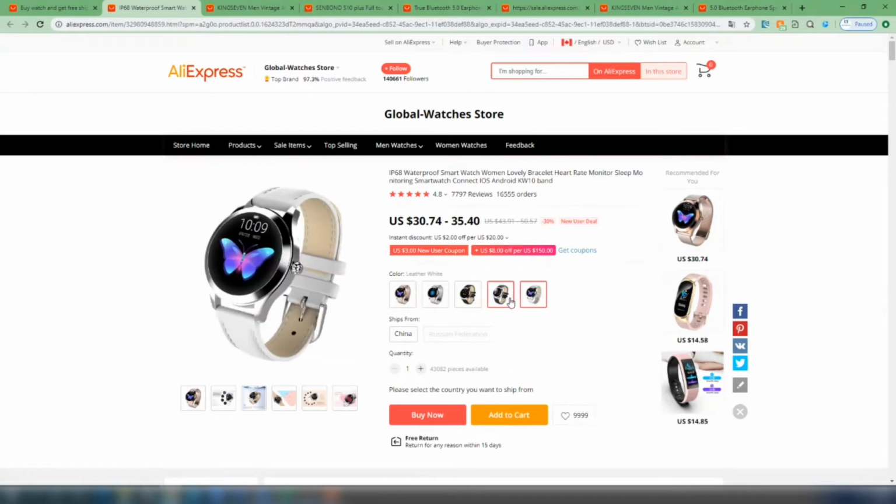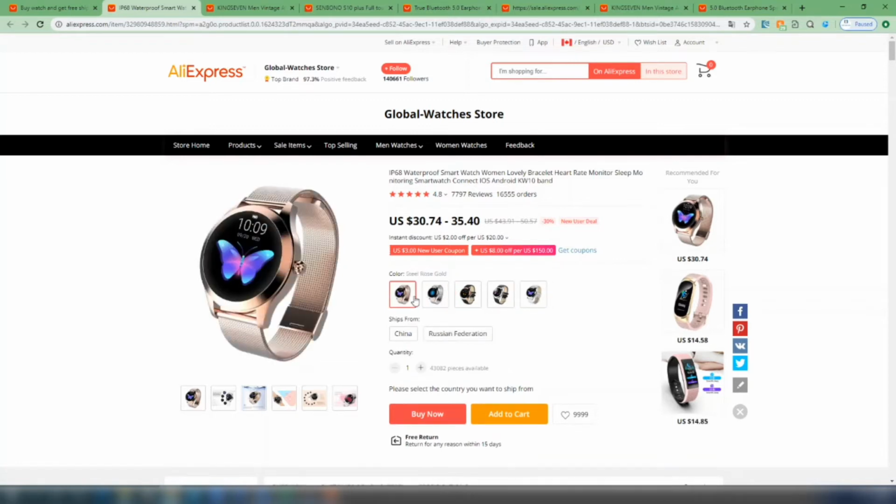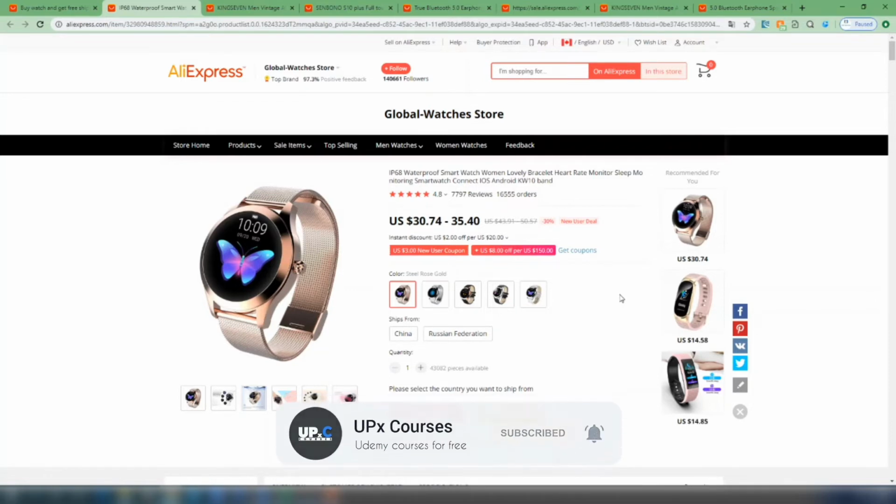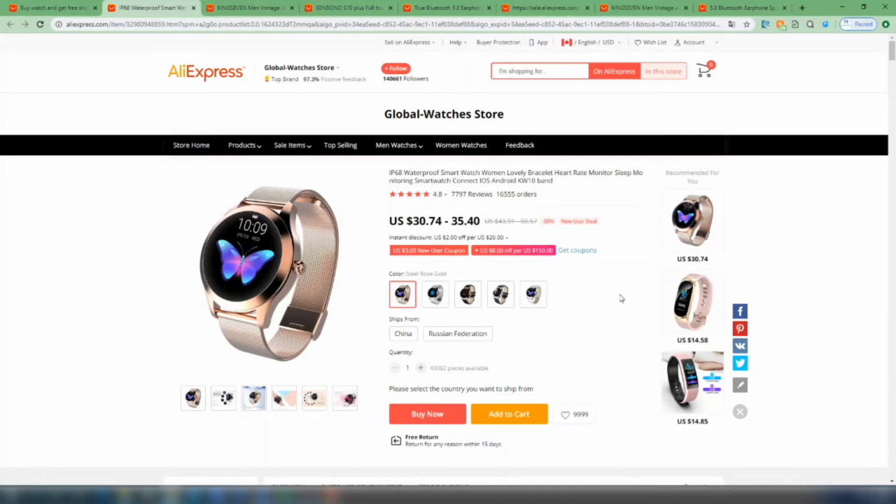That's a smartwatch. The next thing that you want to look for is the shipping. You want to pay the least possible for your product. It includes the price of the product and also the shipping for your product, because you want to be the most competitive possible in front of your competitors.